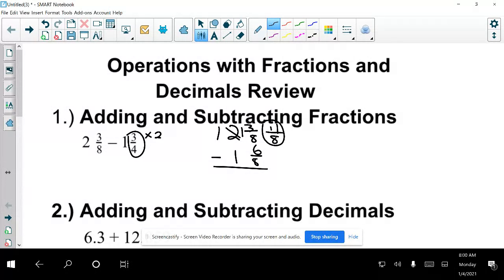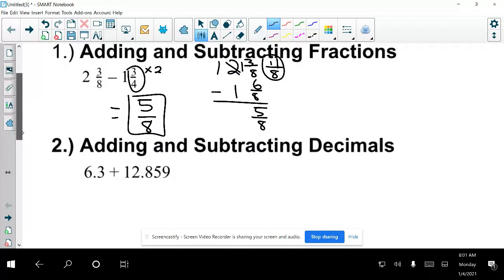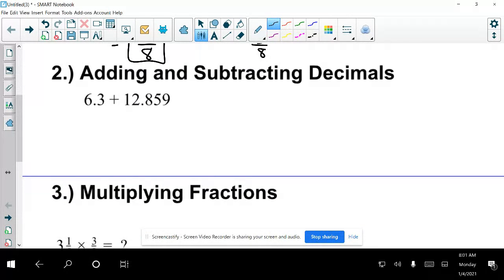Does everybody understand borrowing? You put that other whole number with your fraction, then change that mixed number to improper. Now you can subtract. 11/8 minus 6/8 is 5/8. And now for our whole numbers, we have 1 minus 1, which is what? 0. So we don't even have to put that. So our answer is 5 over 8. Okay? So you probably will have to borrow tomorrow on your test, okay? On some of your problems, not all of them.